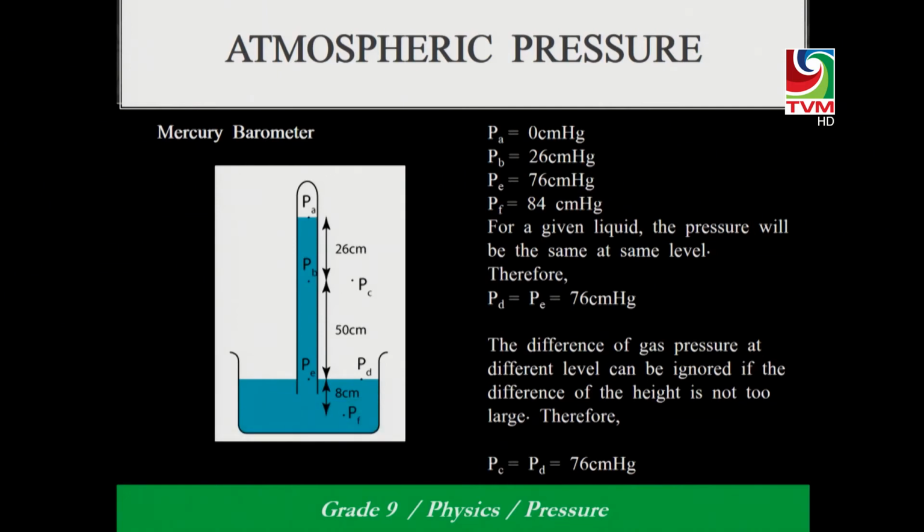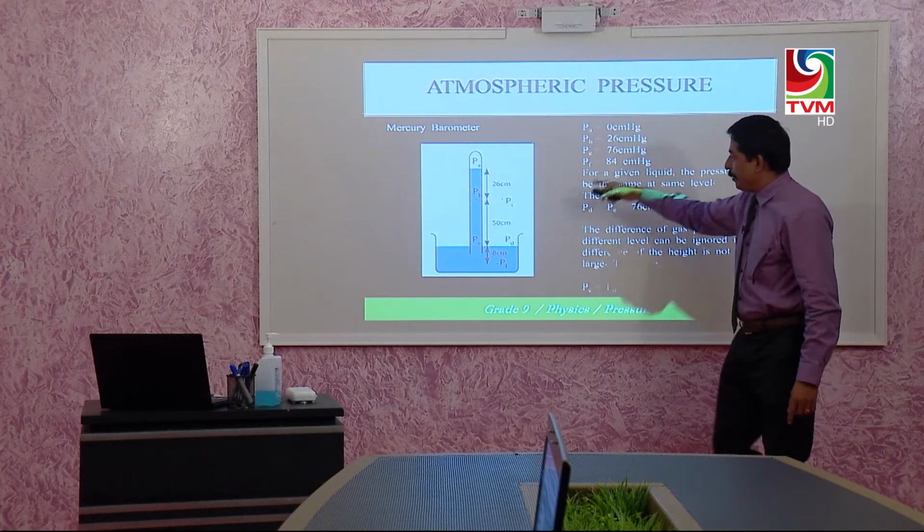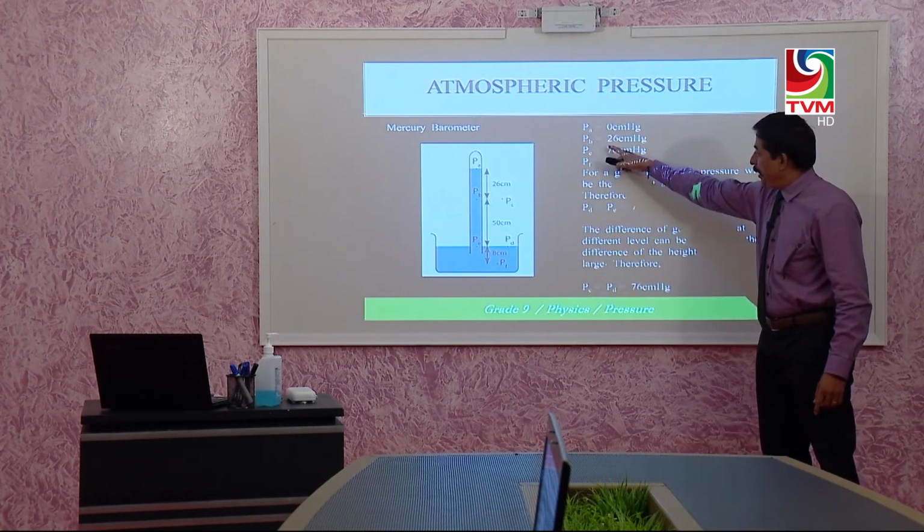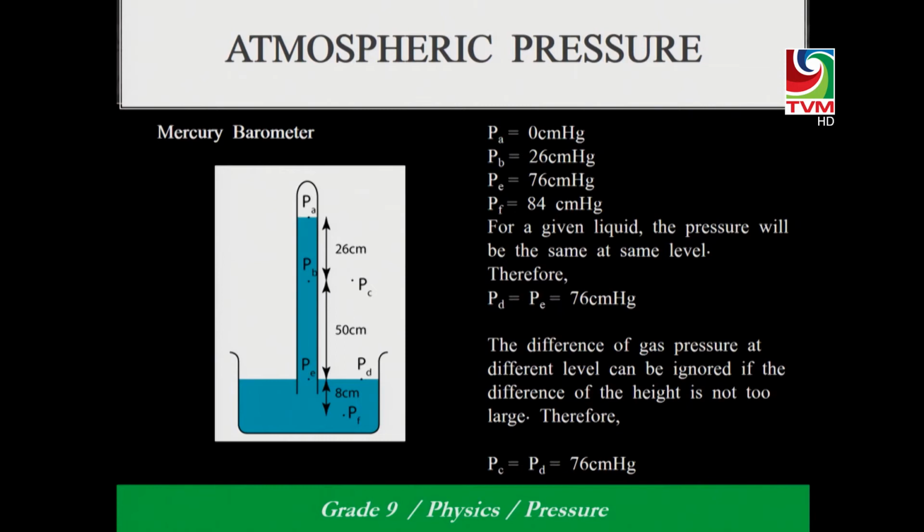As I already told you, at the top it's vacuum. So, what is the pressure at this point PA? PA is equal to 0 centimeter of mercury. If you check the second point PB, PB is 26 centimeter of mercury, because the height from this point to this point is 26 centimeter, it is mercury, so 26 centimeter of mercury.